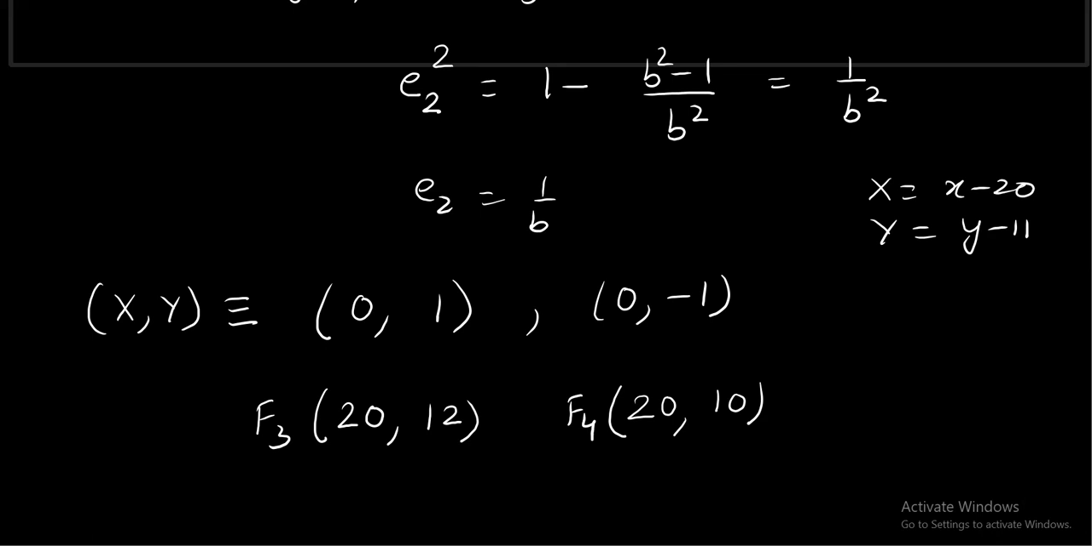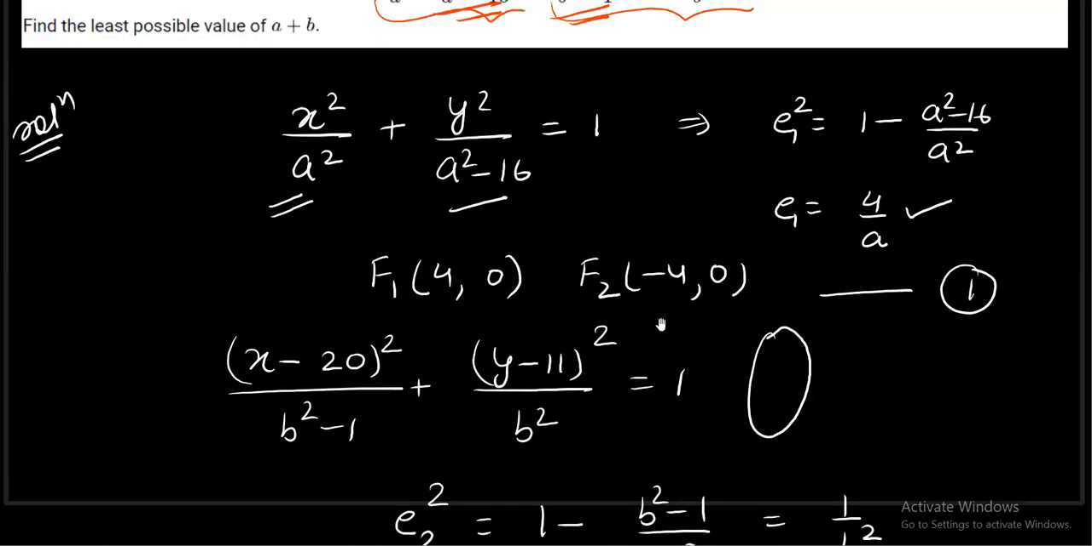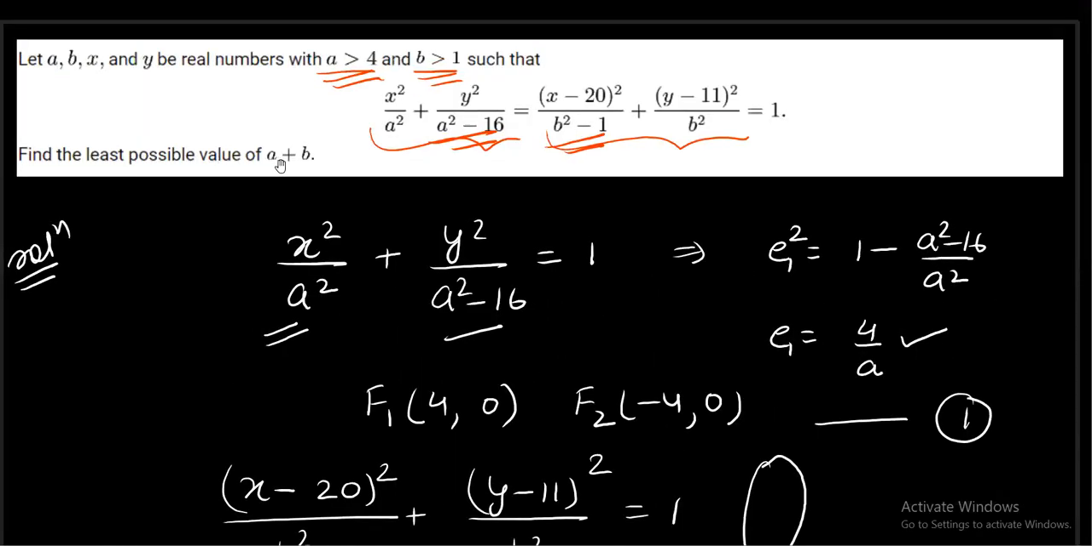So now we have 4 fixed points at least in this whole question, and the question says that what you need to find out is A plus B. You need to find out the least possible value of A plus B. What is A and what is B?